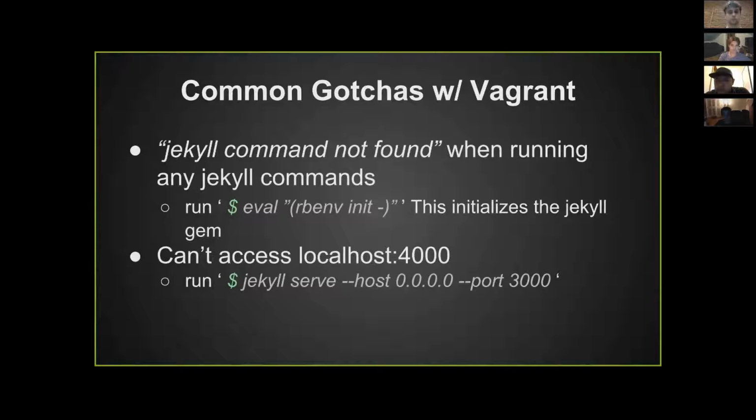The first thing I ran into was that anytime I ran jekyll and then the command, it would just say command not found. Basically, the Ruby environment isn't initializing the Jekyll executable, so you just have to run the eval, this little code here, and then you're good to go. The other thing is Vagrant is set up specifically to forward port 3000 to 3030, and that's how we access localhost. But as far as Jekyll goes, the default is 4000. The default for the host is 127.0.0.1, so it forwards localhost, which doesn't work, so you have to put in all the zeros.